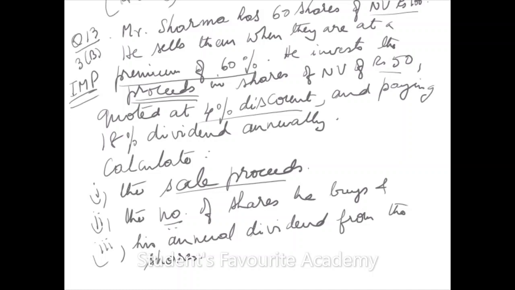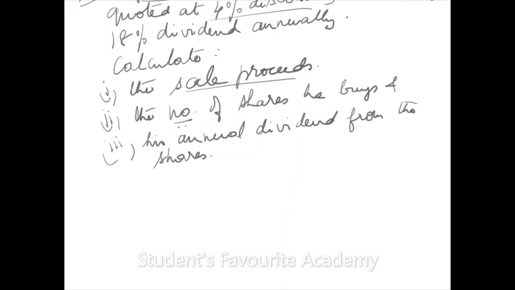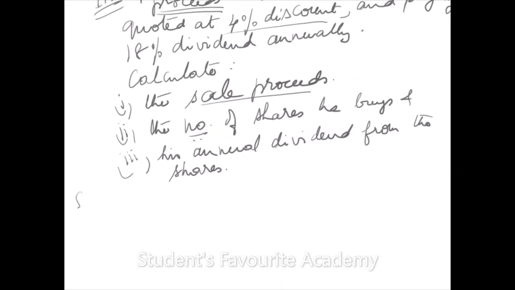Okay, so now in this case it is clearly mentioned he invests the proceeds, that is the sale proceeds, that is the money he gets by selling the shares. Let us do this sum, that will be more clear. Let me solve this for you. So solution.